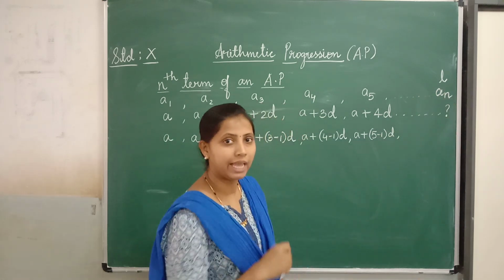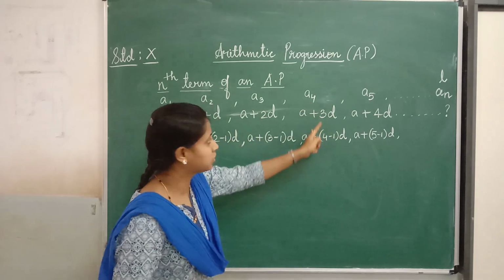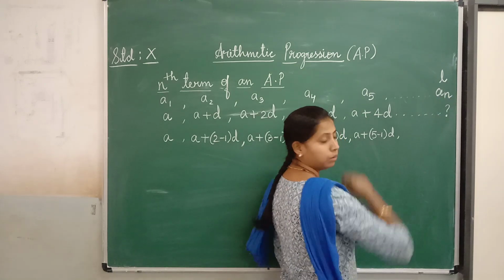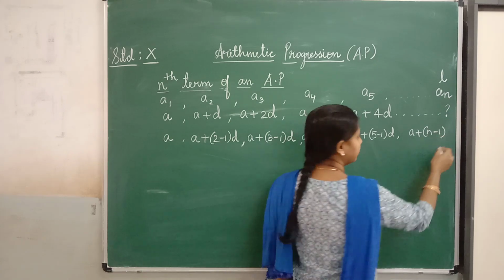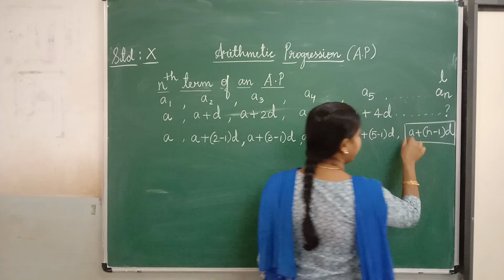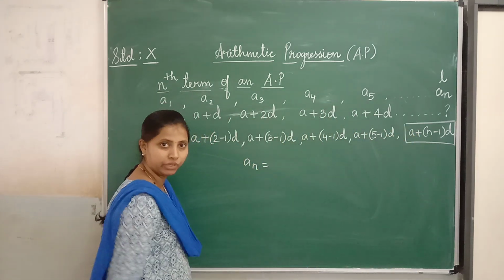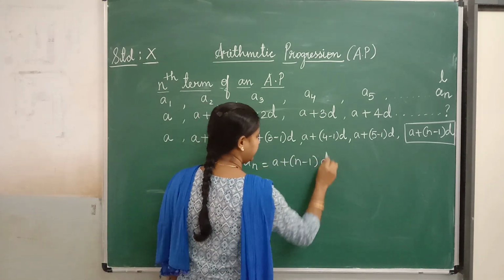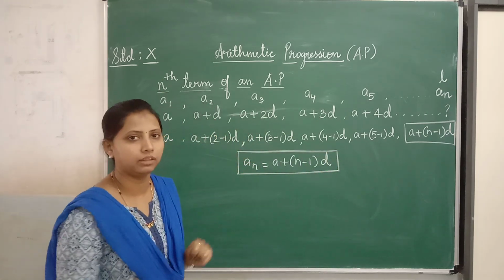Now let this be the nth term. How will you find the nth term? Everywhere you can see it is 1 less. 5 minus 1, 4. 4 minus 1, 3. 3 minus 1, 2. In the same way, the nth term of an AP will be A plus n minus 1, that is 1 less than n, multiplied by the difference. So children, the nth term of an AP is given by an equals A plus n minus 1 into D. This you have to remember, and this will be used in solving the sums.